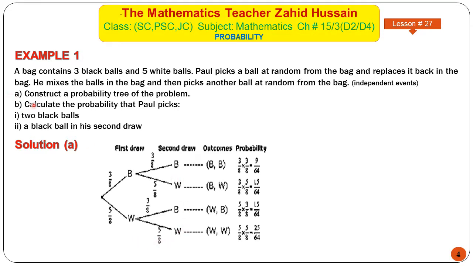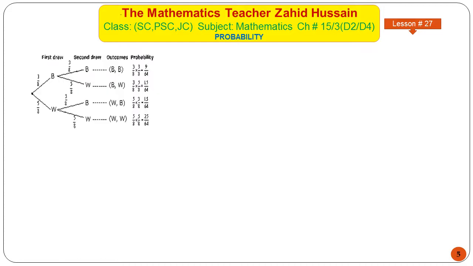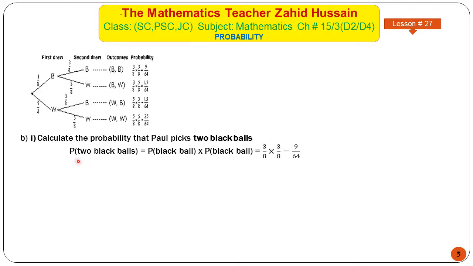In the second part, you are asked to calculate the probability that Paul picks two black balls. That is, the first ball is black and the second ball is also black. The probability of two black balls will be equal to the probability of the first black ball multiplied by the probability of the second black ball. So the probability of the first black ball is 3 by 8 and the probability of the second black ball is again 3 by 8. So 3 by 8 times 3 by 8 is equal to 9 by 64.